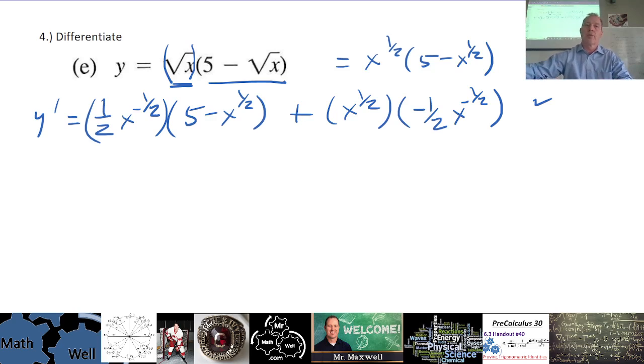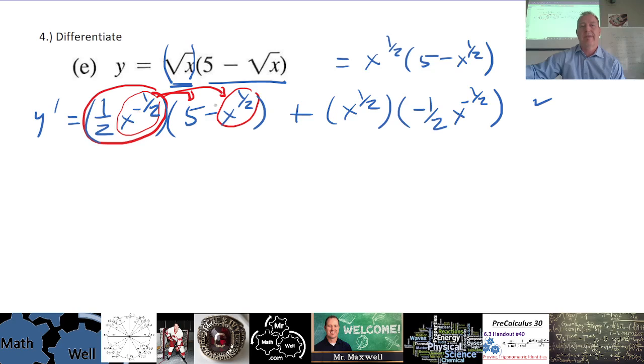Okay, so how do we simplify this? Well, we've got lots going on here, don't we? You can do a couple things. You could take this and distribute it first if you want. Why would you do that? Because these x exponents are going to cancel each other out a little bit when you add negative 1/2 plus 1/2. You don't have to do that, but you could. It might not be a bad idea, so let's do it that way.